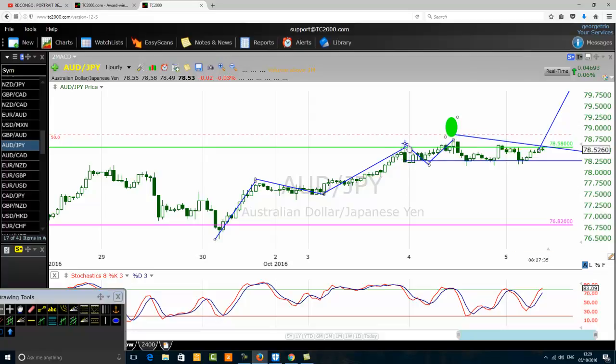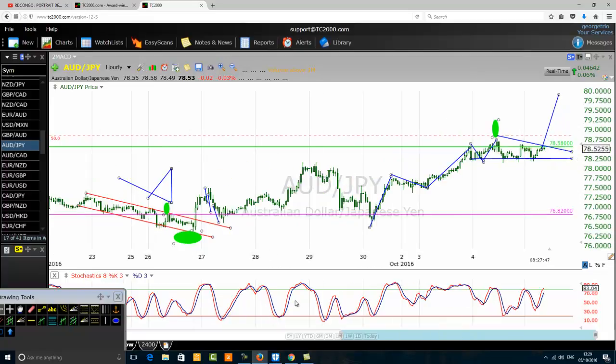This is what we call a horizontal triangle, taking place on the hourly time frame. What we usually see is that when a financial instrument goes up 1, 2, 3, and then you see a horizontal triangle, there is a high chance that the price may continue to go up.